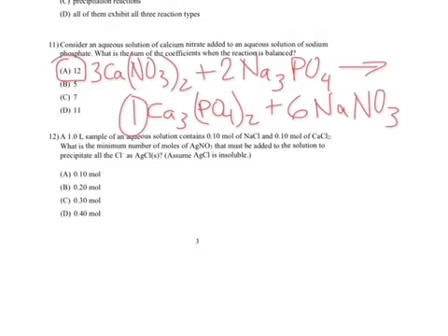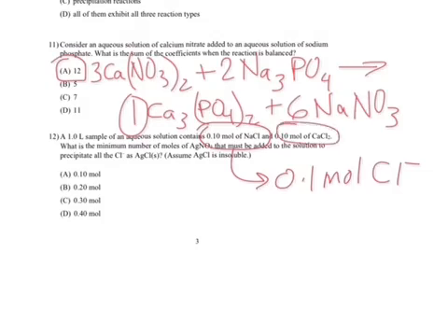Here, when I look at this, I have 0.1 mole of chloride, and here I'm going to get 0.2 mole of chloride. So the sum of those two numbers is going to be 0.3 moles of chloride, which means I need 0.3 moles of silver nitrate solution. So our answer for this one is choice C.